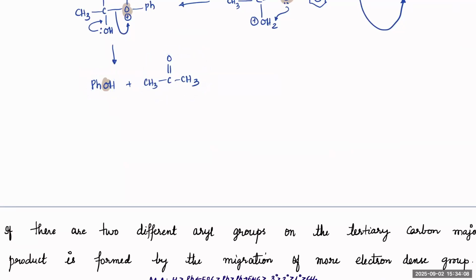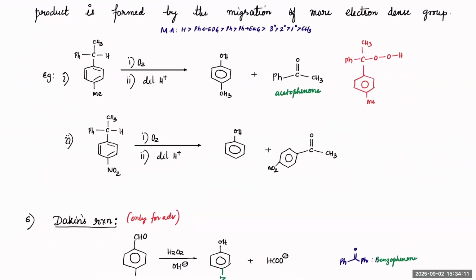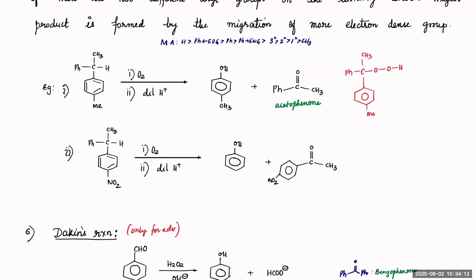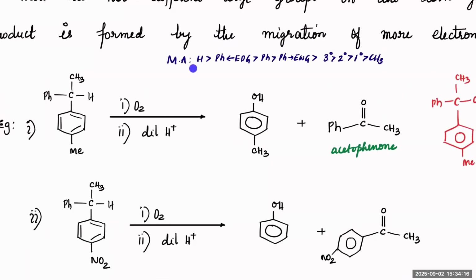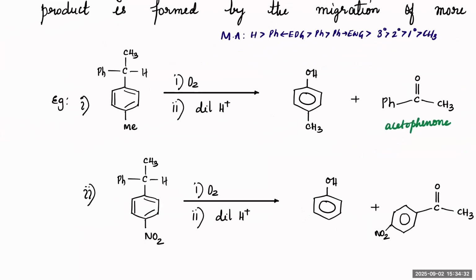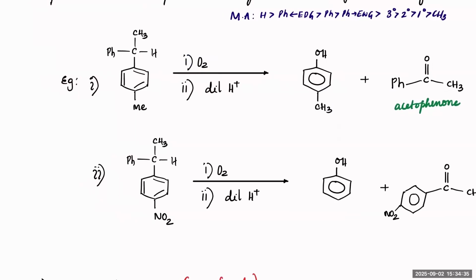Next, the same reaction can be done with different migrating aptitudes. You remember that if you have hydrogen, phenyl, 3 degree, 2 degree, 1 degree, this is the migrating aptitude. Hydrogen will have the highest. Then phenyl with electron donating group, only phenyl, phenyl with electron withdrawing group. Then 3 degree, 2 degree, 1 degree, and methyl. Now notice here, when you react with O2 in the presence of light, between this carbon hydrogen bond, O and O will get attached. Like this, you will get O and H, correct?